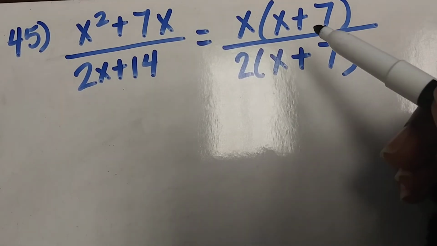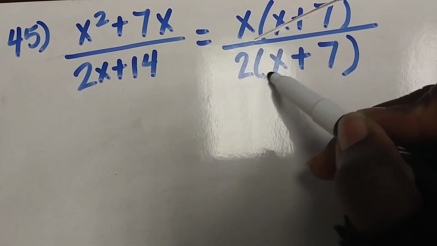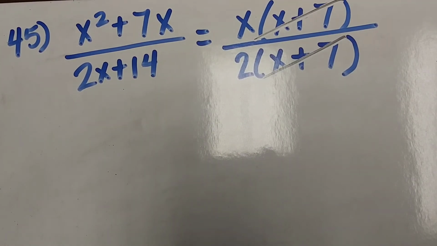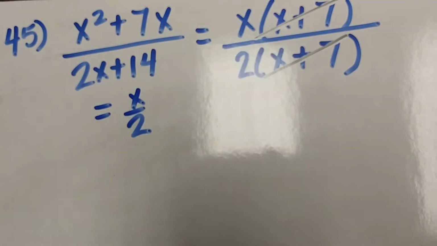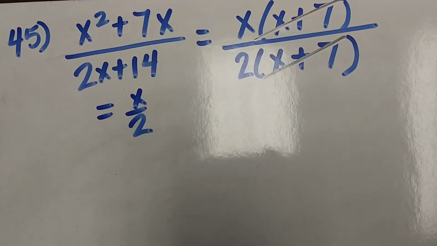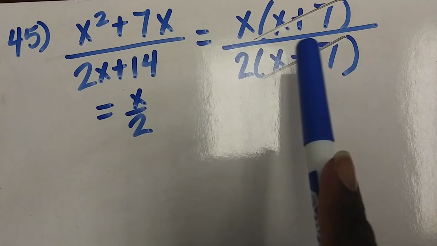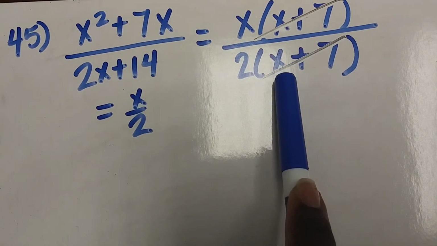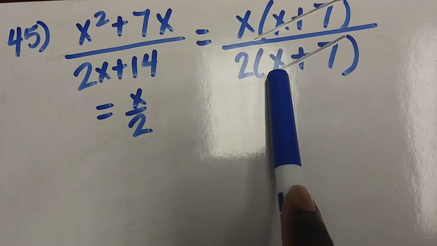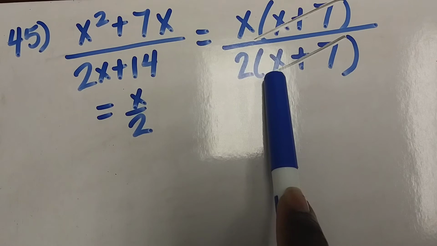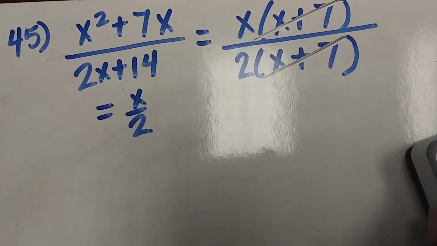Now, I can cancel out x plus 7, and my answer is x over 2. If I ask you what's the domain, you're going to tell me all real numbers except negative 7, because negative 7 will give me 0 in my denominator. So your domain will be all real numbers except negative 7. Number 47.